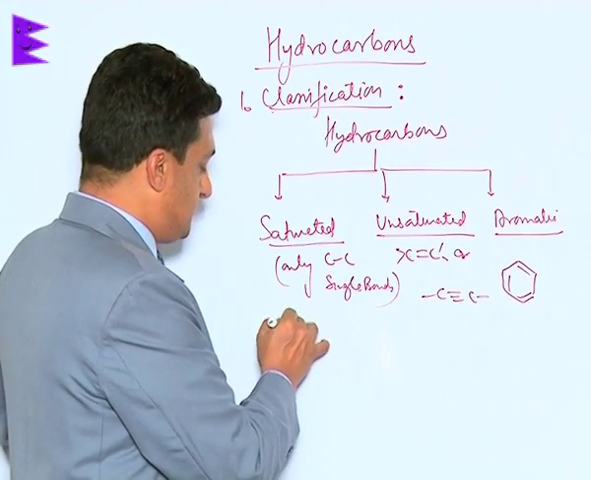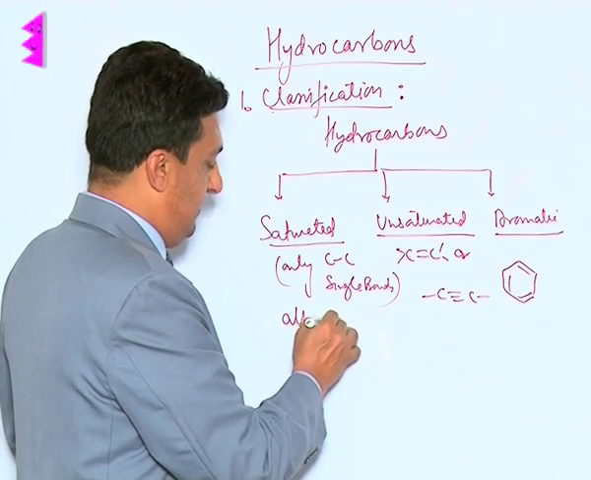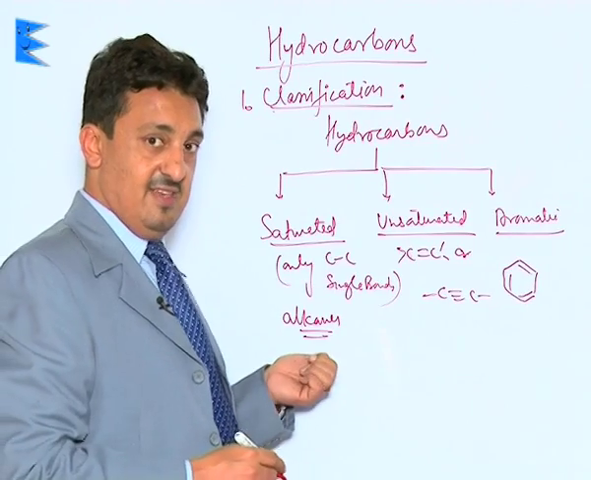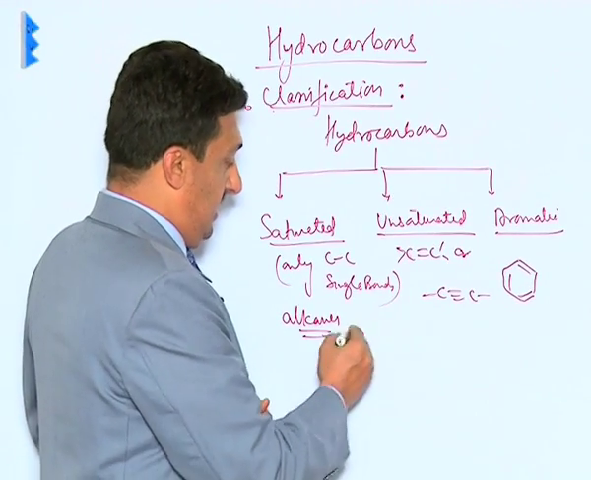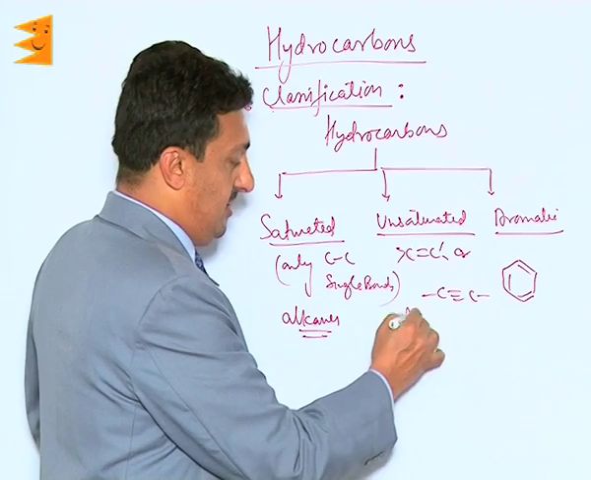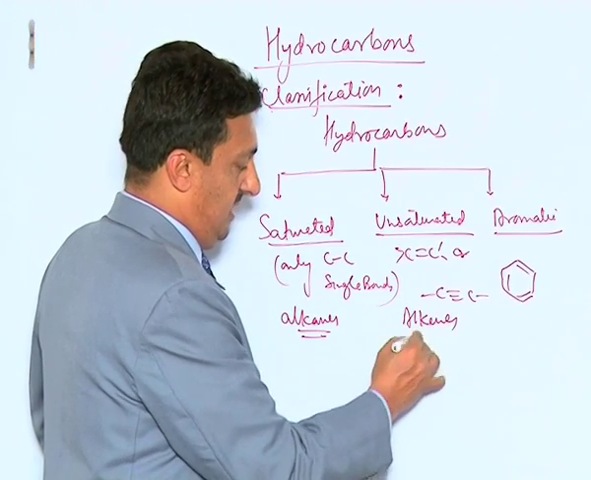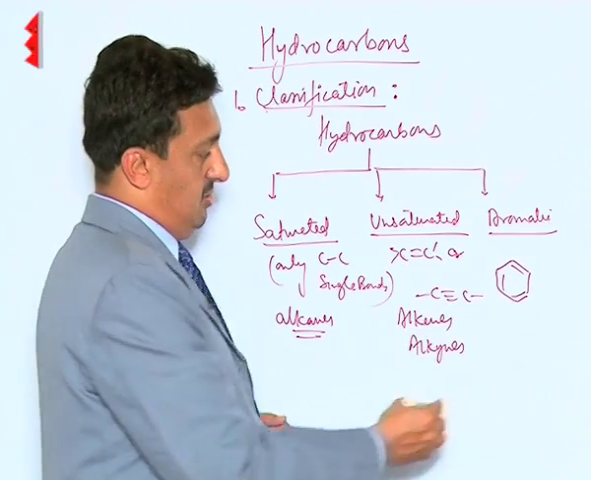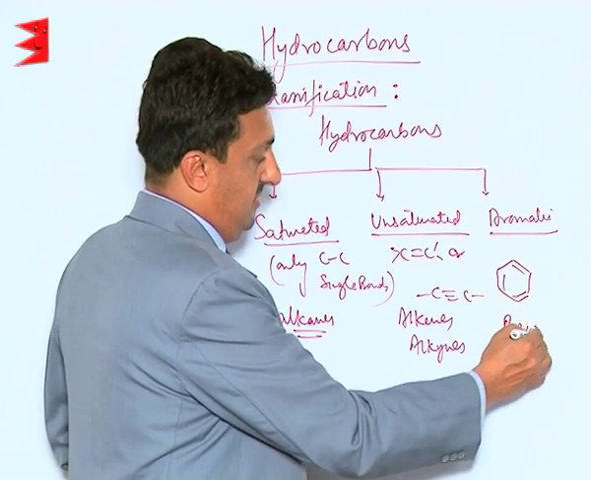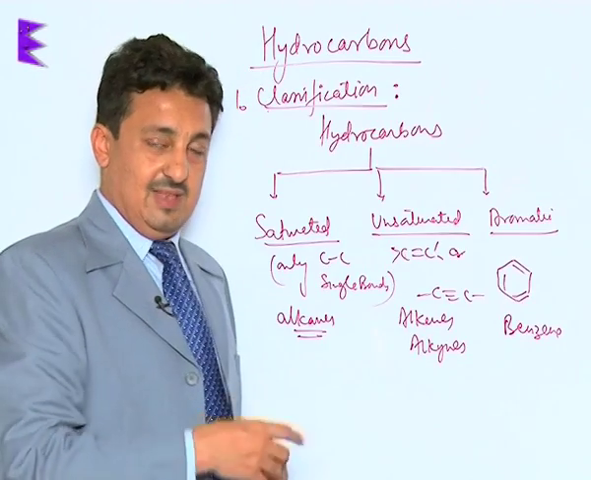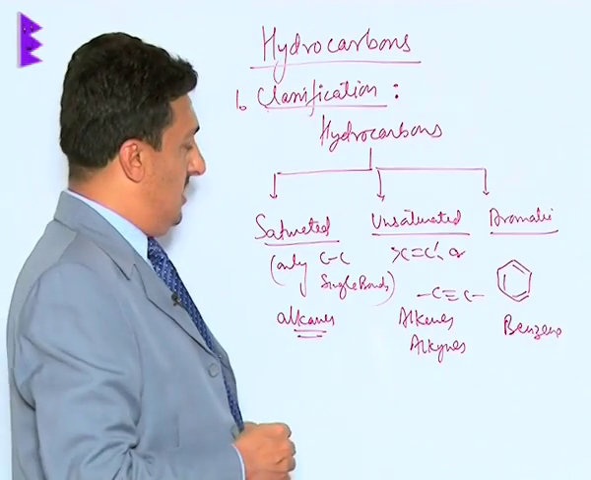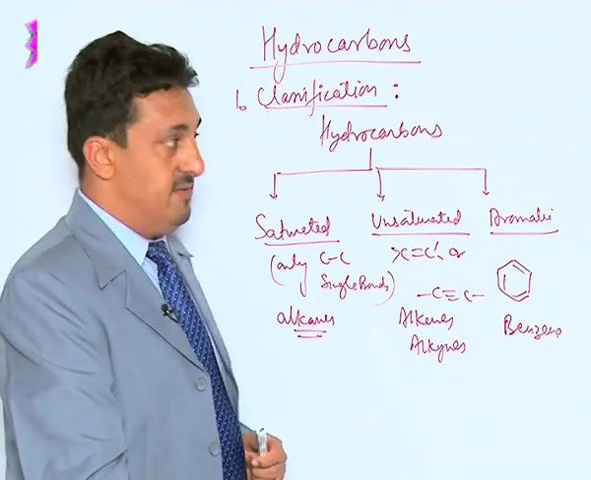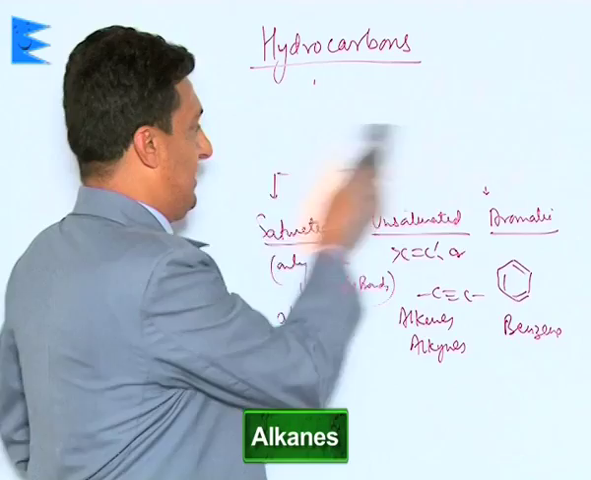Saturated, again, we have only alkanes in this category. We also include cycloalkanes, alicyclic ones, under the same category. Unsaturated includes your alkenes and your alkynes, and aromatic includes your benzene and benzene derivatives like naphthalene and so on. So let us see now, take all of these one by one. We will first take alkanes.